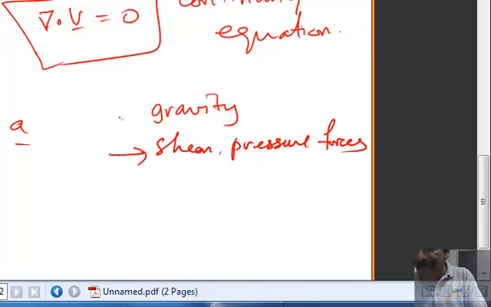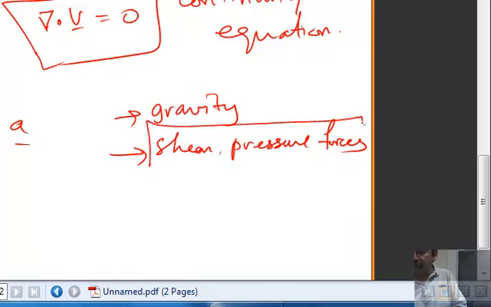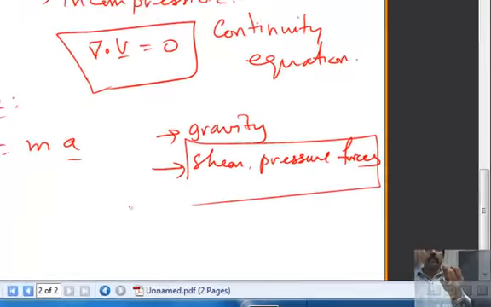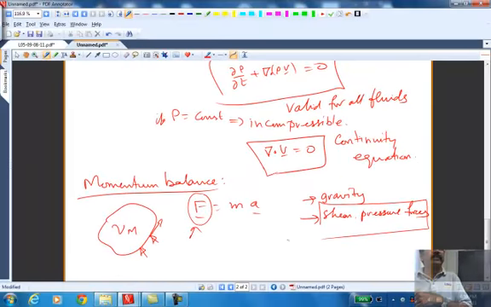Both of them have origin in intermolecular interaction. And since we are not looking at it at the molecular level, we're looking at it at a continuum level, this is the only force that we need to worry about. The drag force, the buoyancy force, the lift force, etc. will all come out as a solution to this equation of motion applied to a fluid system.